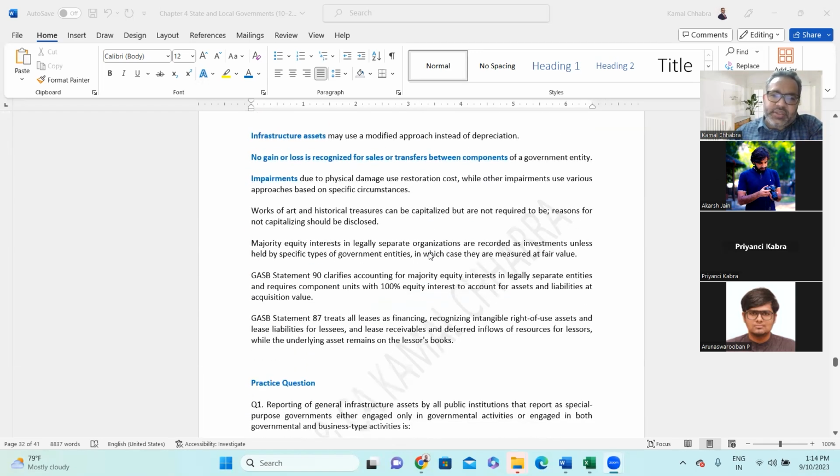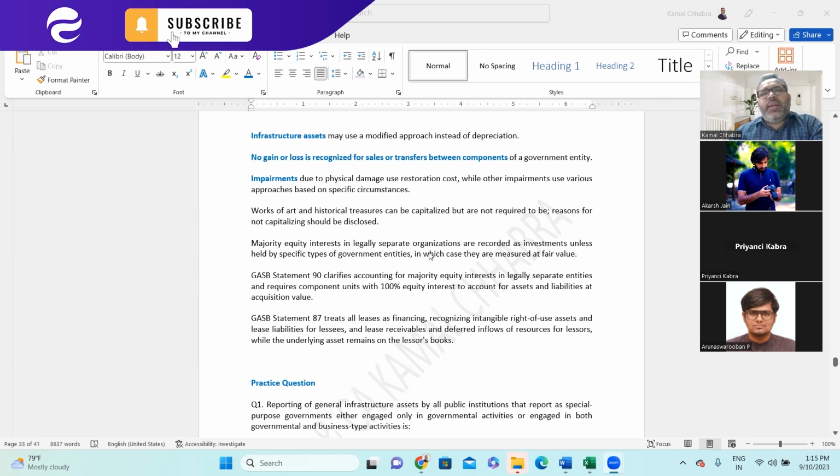Right? Infrastructure assets may use the modified approach instead of depreciation. No gain or loss is recognized for sale or transfer between government entities, and impairment from physical damage used to be restored at cost, while other impairment uses various approaches based on specific circumstances, and the impairment loss is being recognized in the expenditure, right?